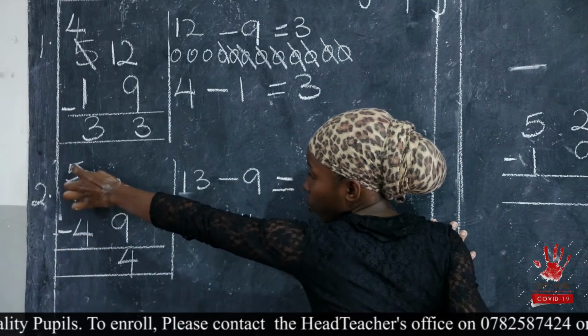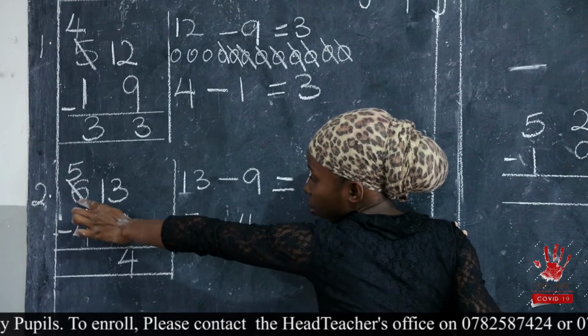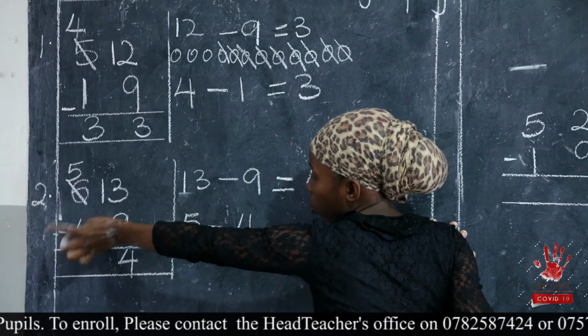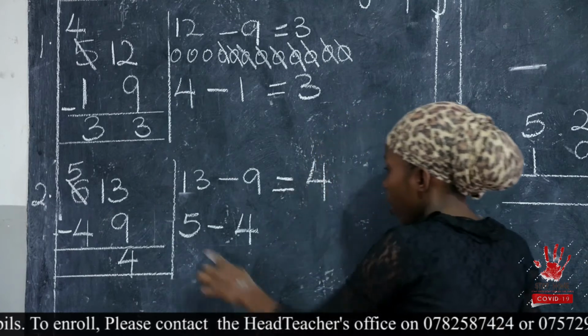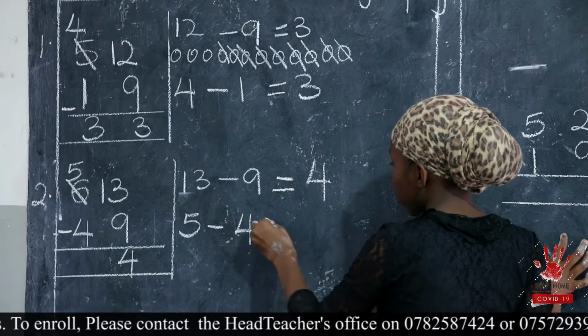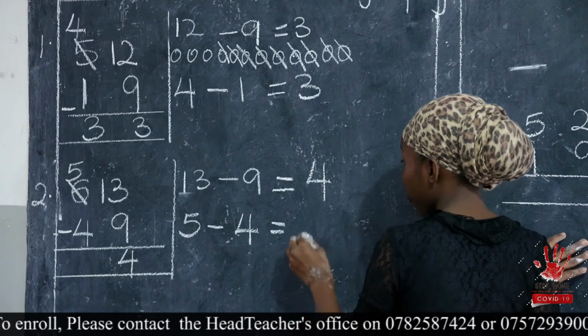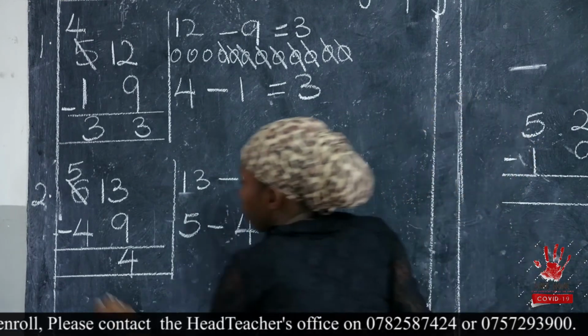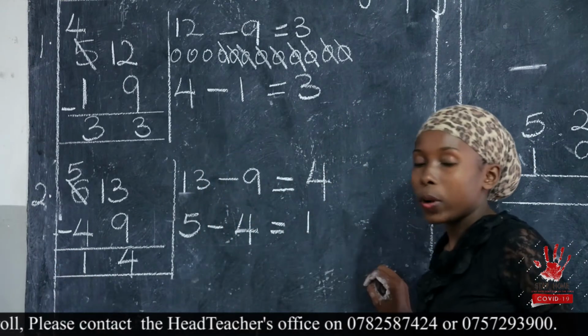Our new number will be 5 because the 6 that was there previously gave us only 1 ten and remained with a 5. So 5 take away 4, that is easy peasy. 5 take away 4 is 1. So you put your 1 there.